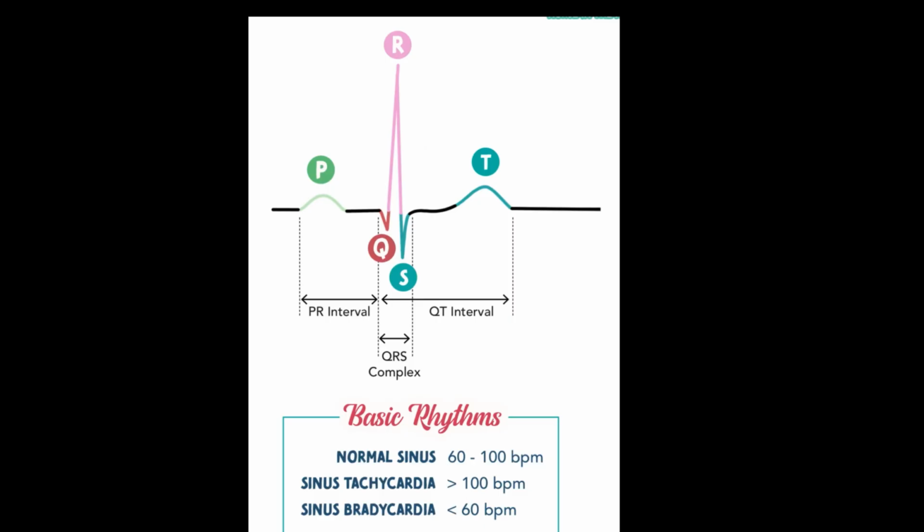Okay. Next is sinus bradycardia. In this you will see a heart rate that is less than 60 beats per minute, and in sinus tachycardia the heart rate is more than 100 beats per minute. So now we are starting with each wave.